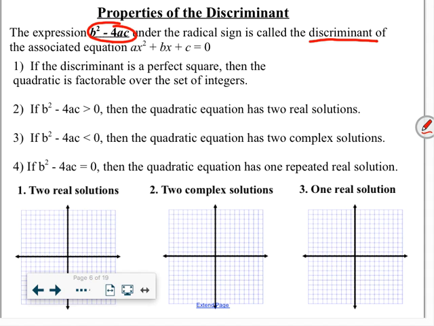If it's a perfect square, then it's factorable. Do you remember what perfect squares are? If you get 1, 4, 9, 16, 25, those kinds of numbers for the discriminant, that means it factored. If the discriminant is positive, you get 2 real solutions.